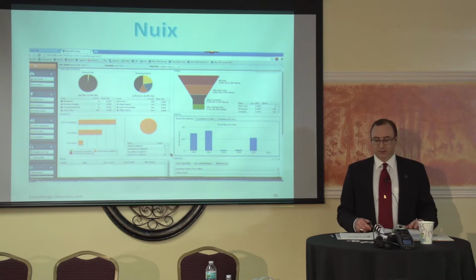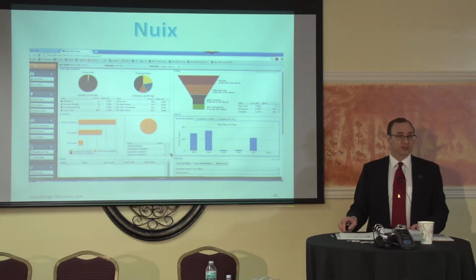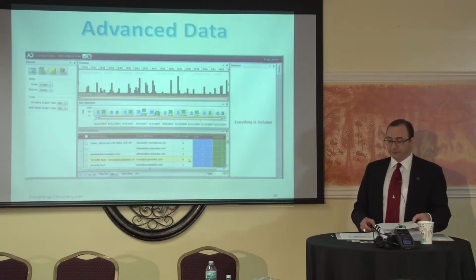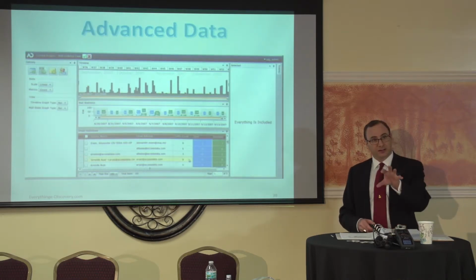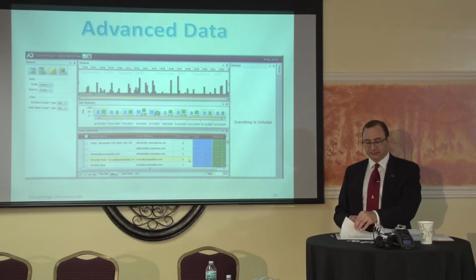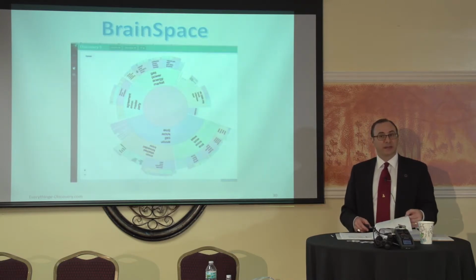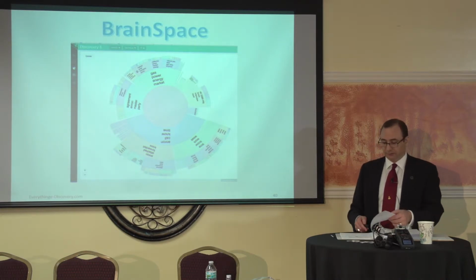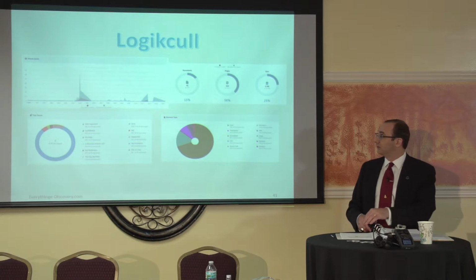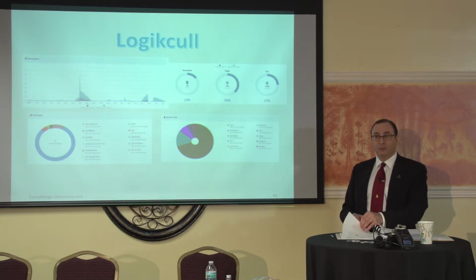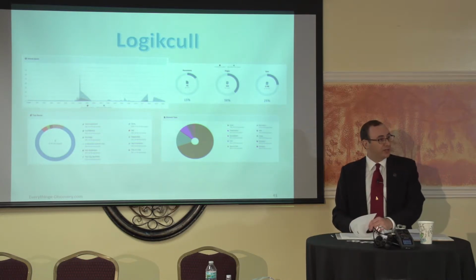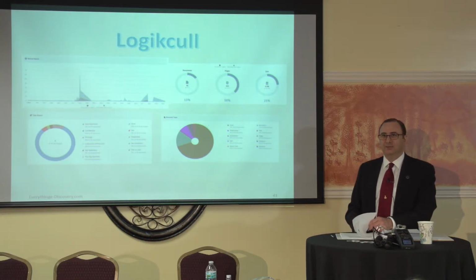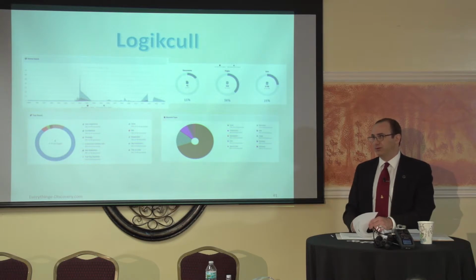Now, in comparison, this is what Nuix looks like. This is another software company. That's what their analytics looks like. Advanced data, that's what they give you in the analytical assessment of the data set. Brain space. I'm not going to go through all 900, by the way. Logical. And you see, conceptually, it's all basically the same. They're giving you this sort of visual representation of what this data set is made up of, but the way that it's presented is different.